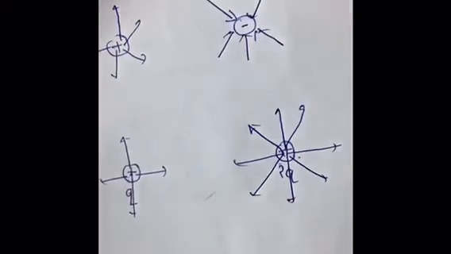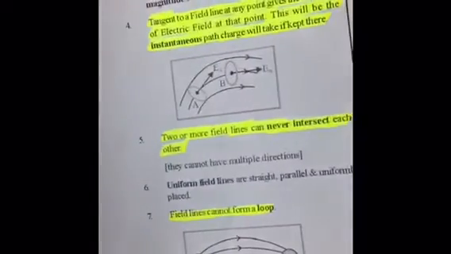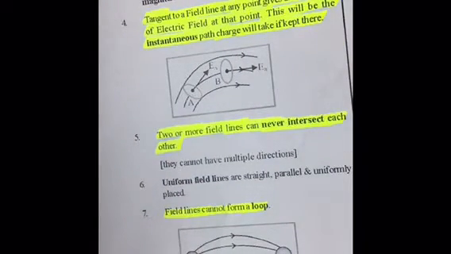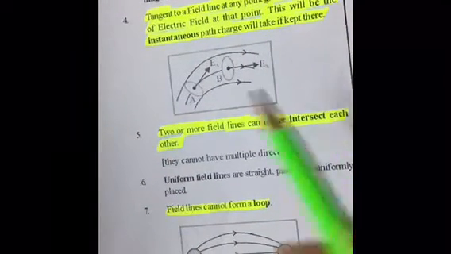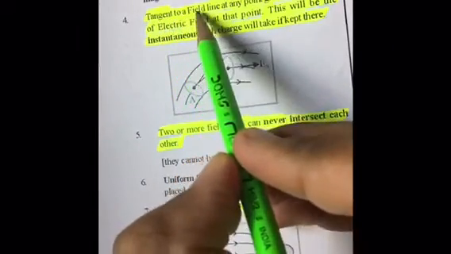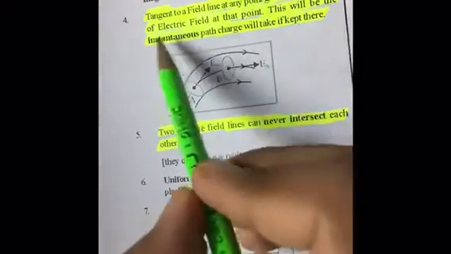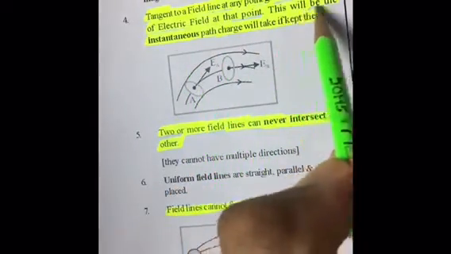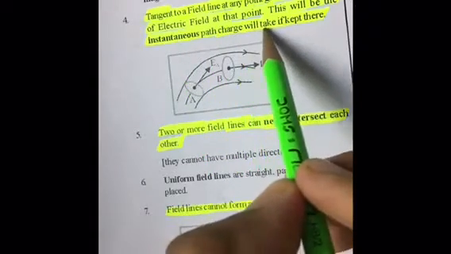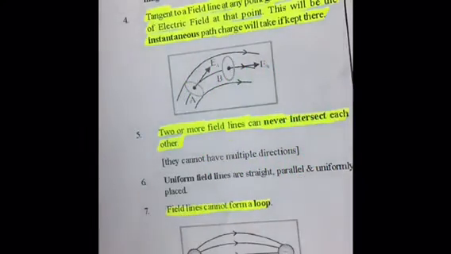Okay, so let us see the third property. The third property is that the tangent to a field line at any point gives the direction of electric field at that point. Okay, this will be the instantaneous path a charge will take if kept there. What does it mean? I will explain to you.